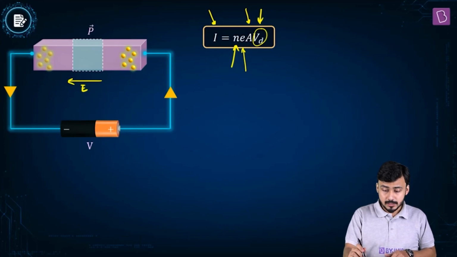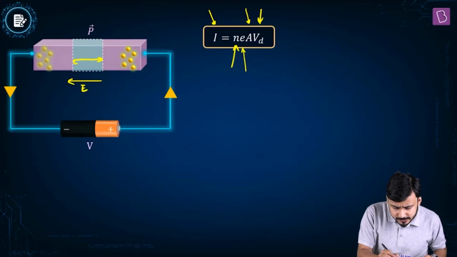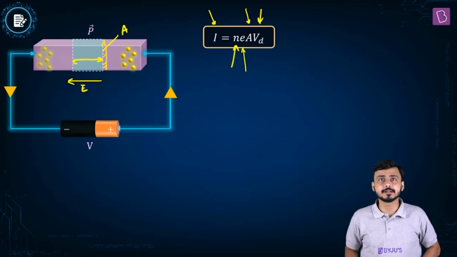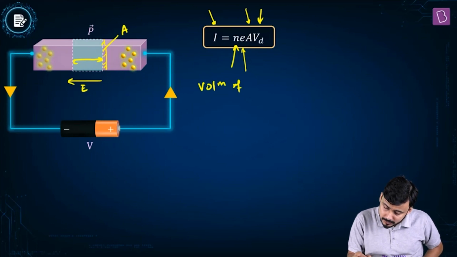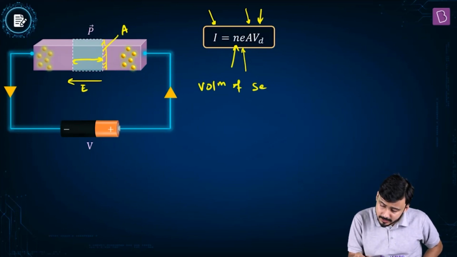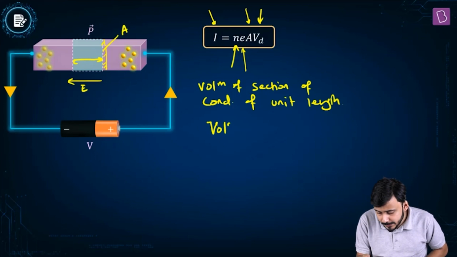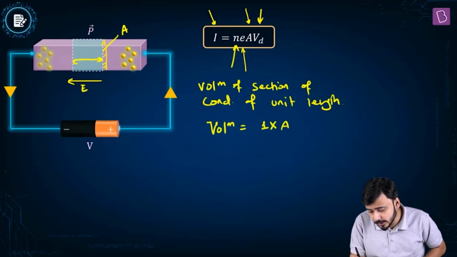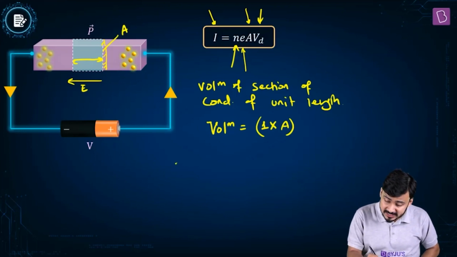And you are supposed to calculate the momentum of all the electrons due to drift velocity only per unit length. So let's suppose you take a unit length, L is equal to 1 meter. Then the cross section area will be A only, right? So how many electrons are there in that section? What is the volume of the section of conductor of unit length? If it is having a unit length, then the volume will be equal to 1, that is the length, multiplied by cross-sectional area. That is the volume.